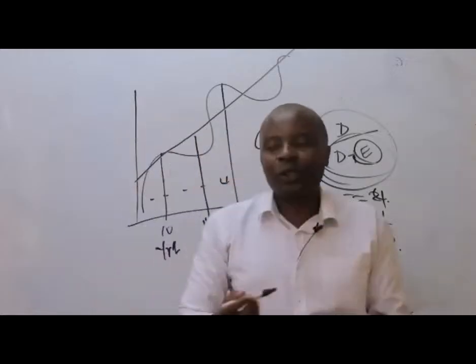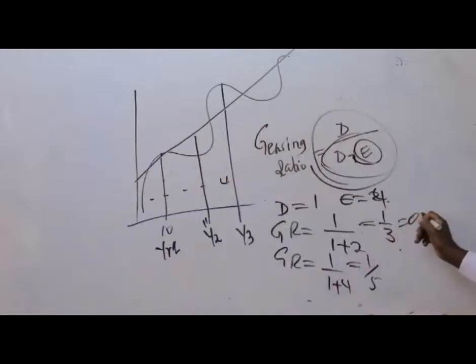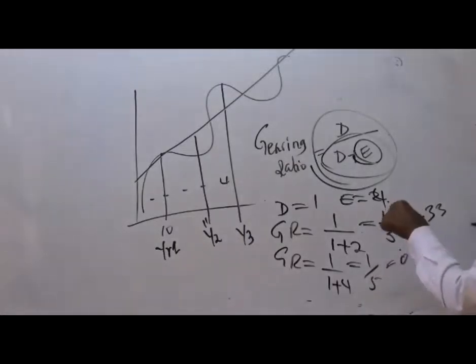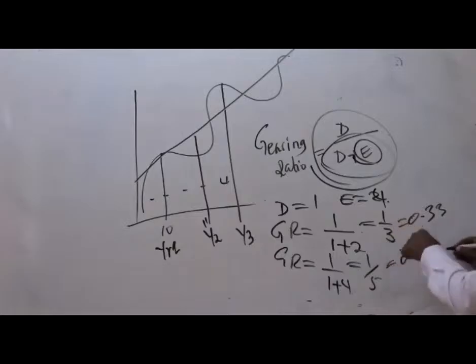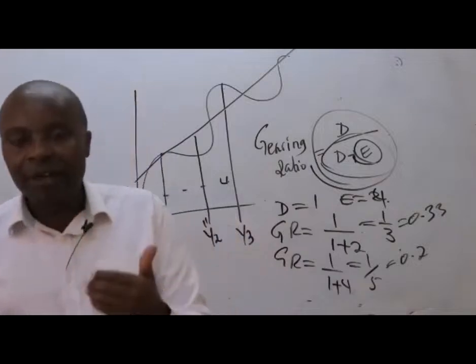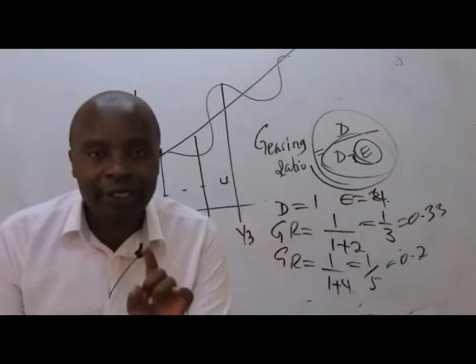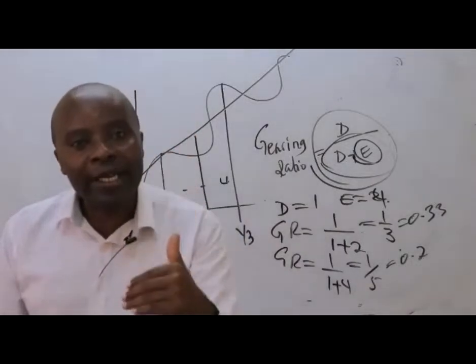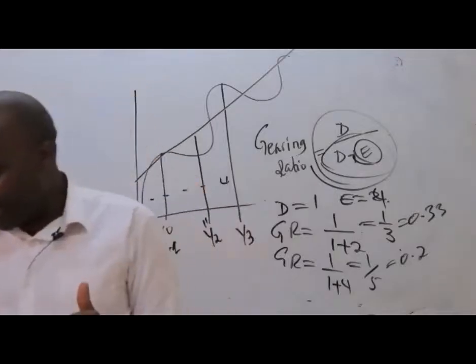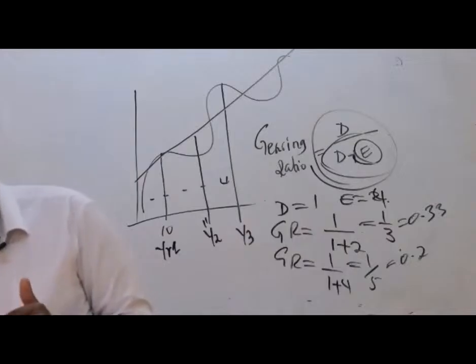If you try this out, the earlier figure was 0.33, and this will be 0.2. So of course you can see the effect: the gearing ratio has reduced. So when you give out shares instead of dividends, you are also lowering your gearing. These are things we are supposed to know.